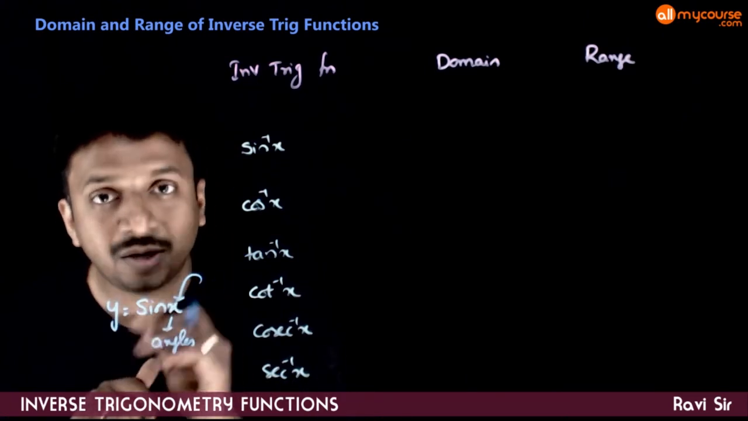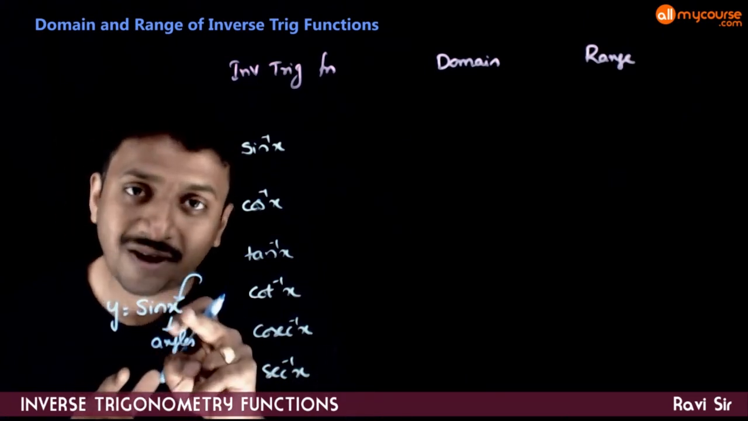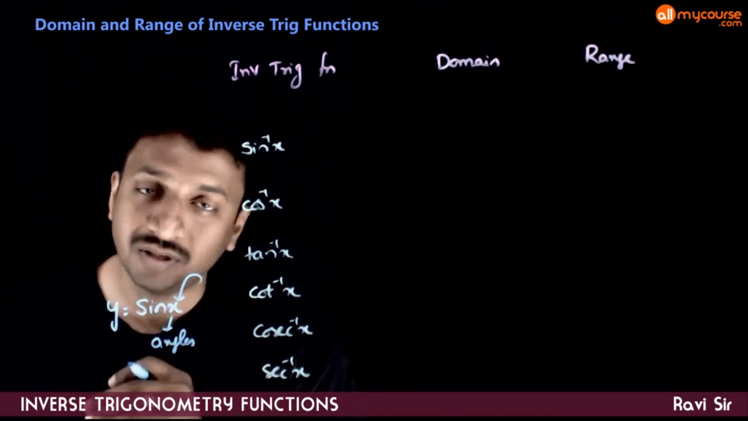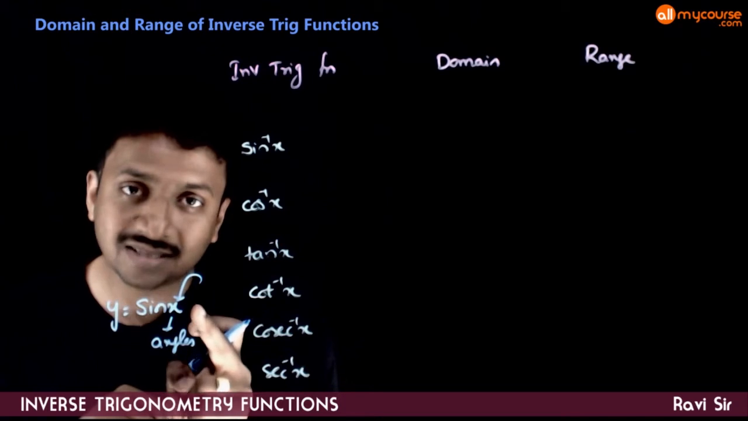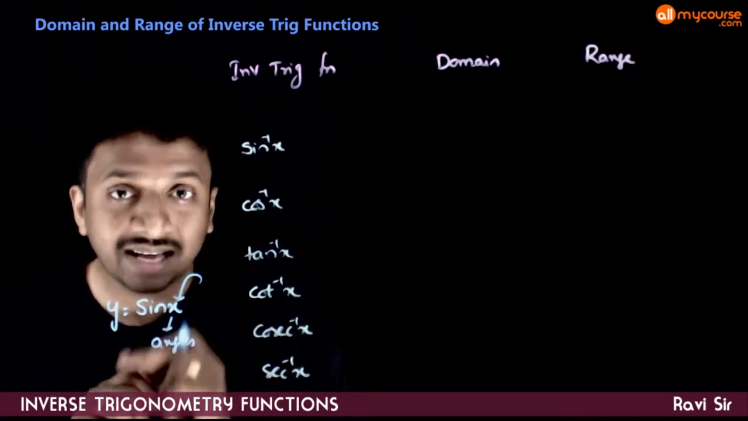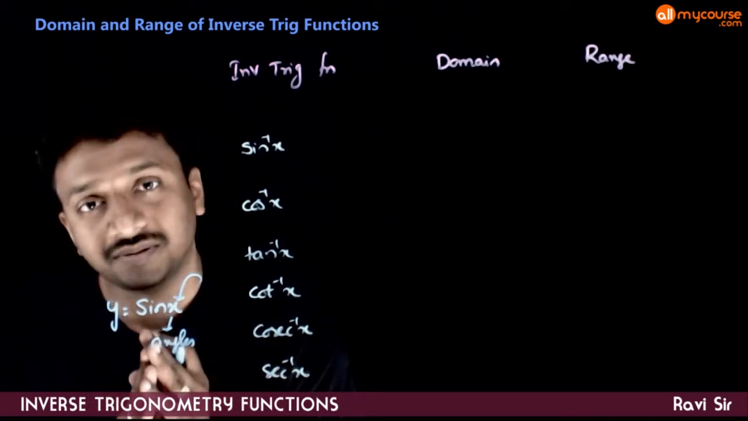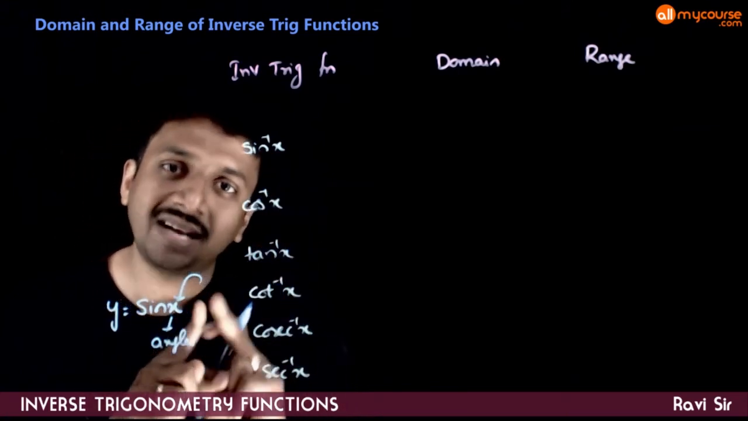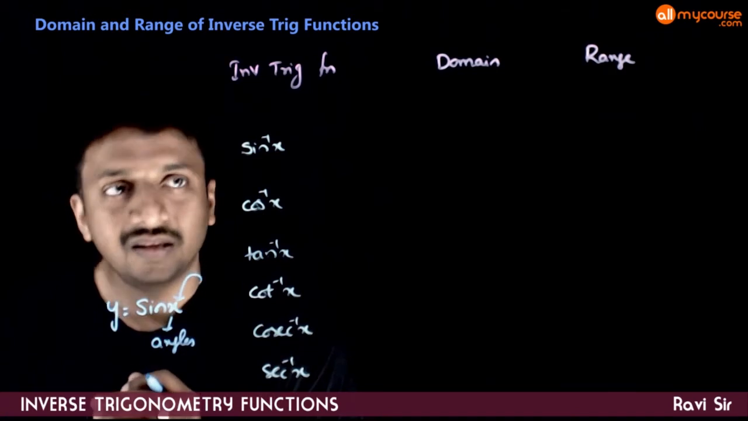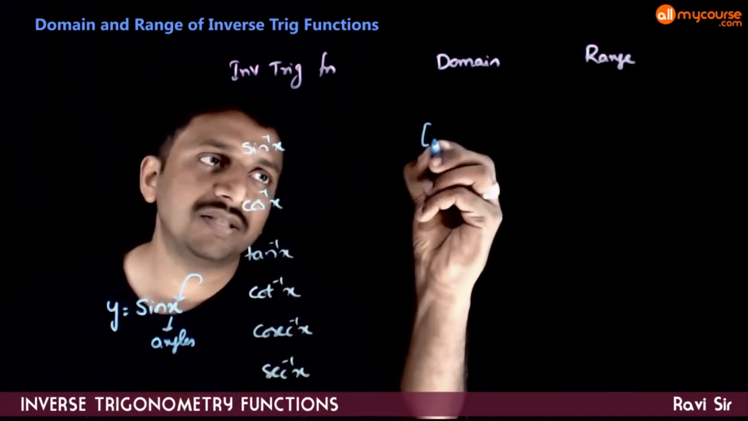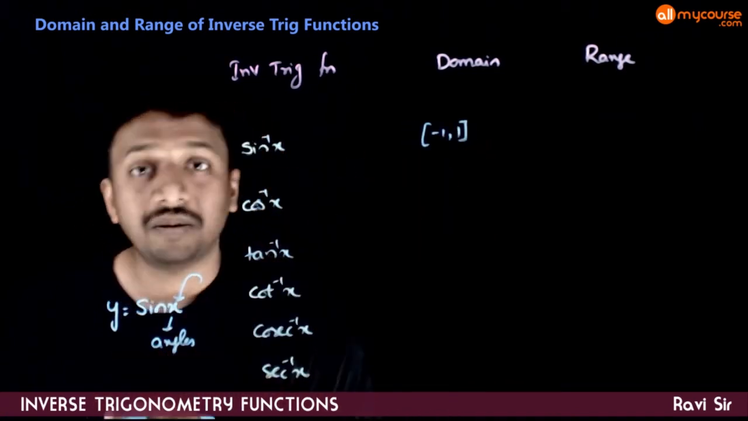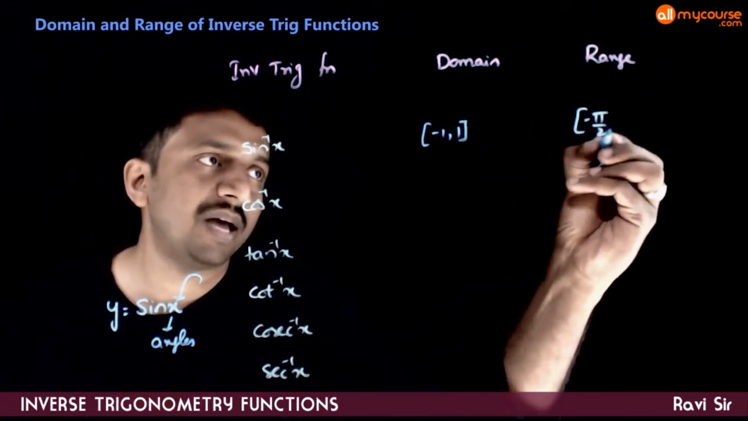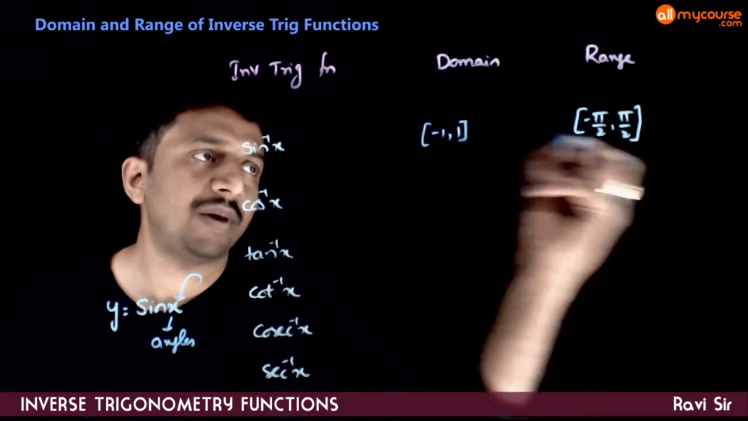So if you put pi by 2 within the function sine, it gives out the value of 1. Sine pi by 2 is 1. So the sine trigonometric function takes in angles and gives out numbers. These inverse functions take in numbers and give out angles. So what is the domain of sine inverse x? It takes in numbers between minus 1 and plus 1, and the range is minus pi by 2 to pi by 2.